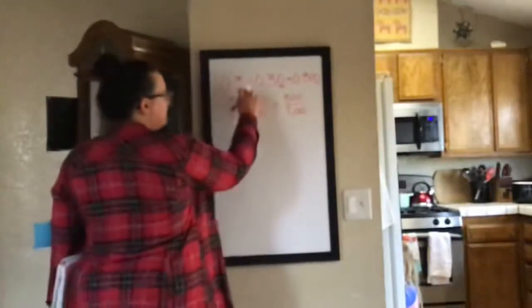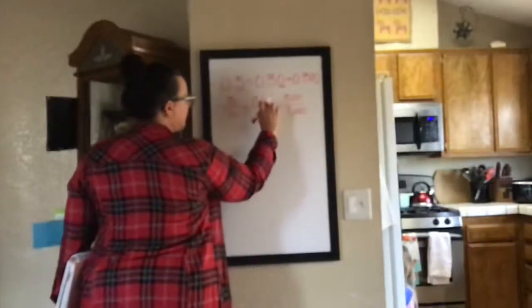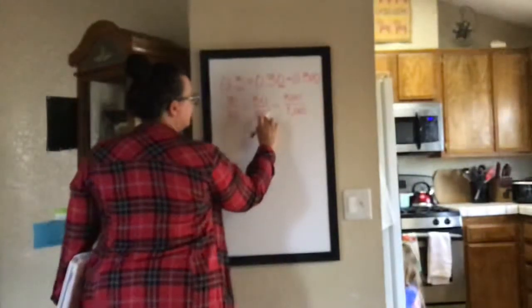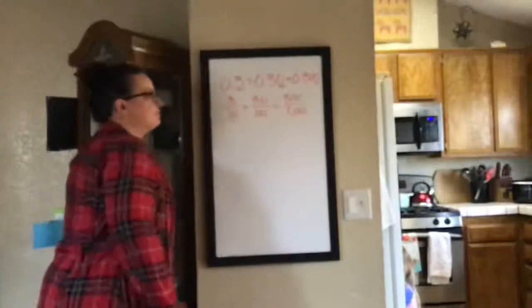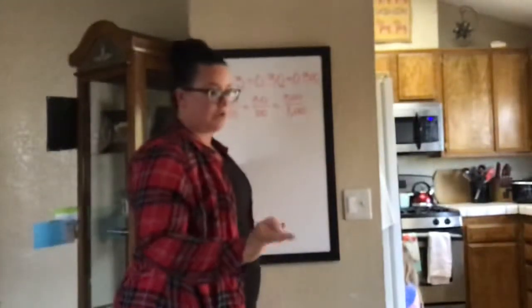See how I keep adding a 0 to the end of my decimal? If I add a 0 up here, then I add a 0 down here. Do you guys see that? Those are all equivalent fractions, equivalent decimals. All right, guys?